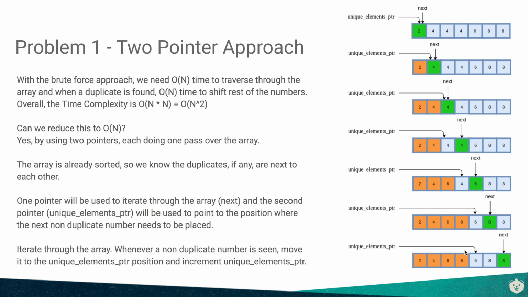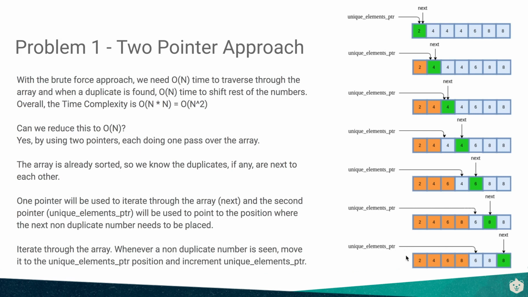So the size of the array which is unique would be this unique element pointer minus 1, or if you are looking at it from an array indexing point of view, this would be 0, 1, 2, 3, 4. So 4 is the actual size.